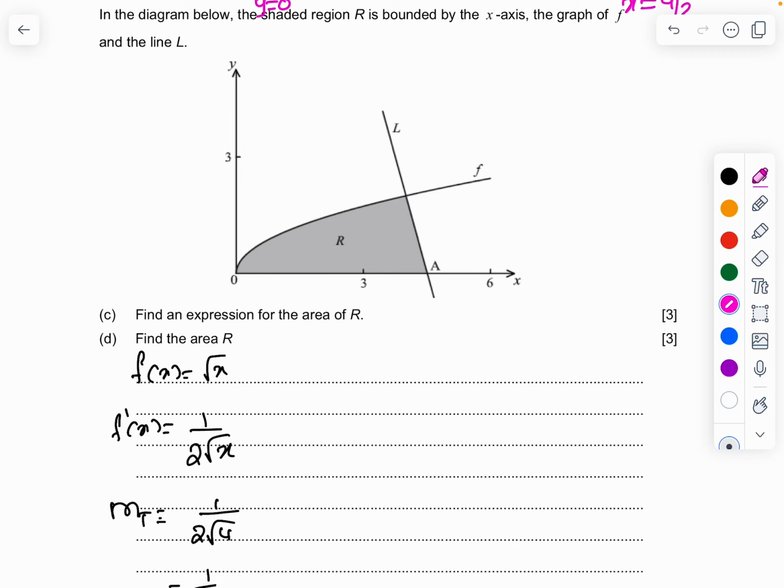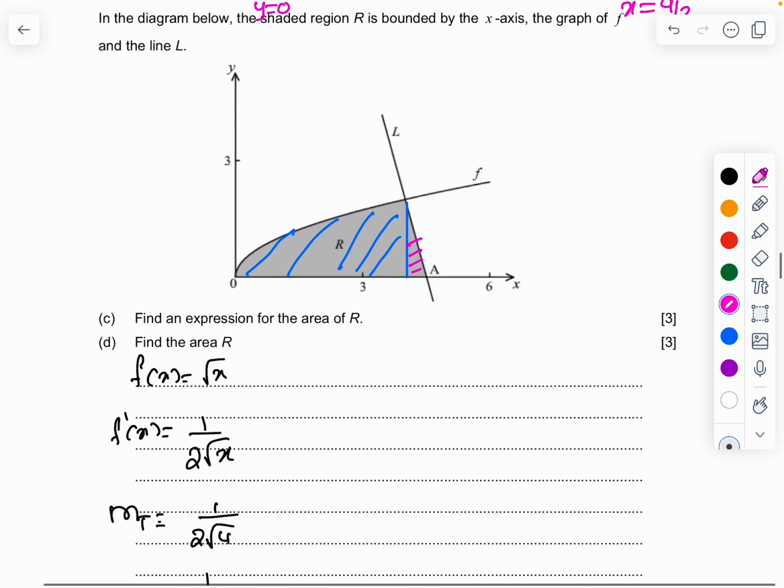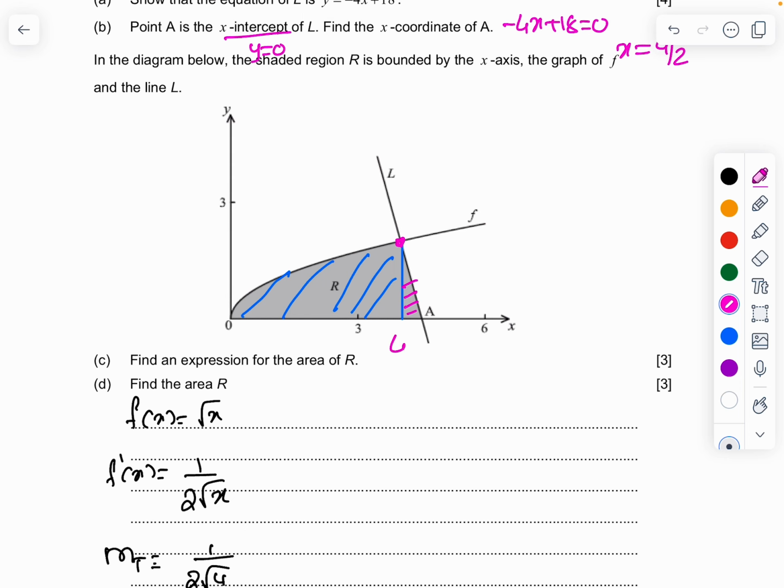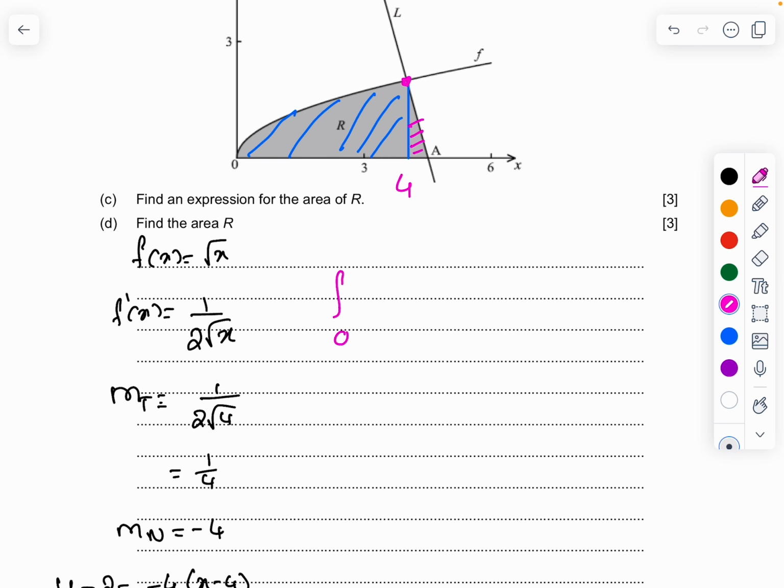Now I need to know the area. So what am I going to do? I am going to draw a straight line over here. So this is the area under the curve plus the area of the triangle. That should be the easiest way of doing it. I need to know where this normal and this one are meeting. This point is 4. So the integral from 0 to 4 of root x dx plus the area of a triangle, half times base.